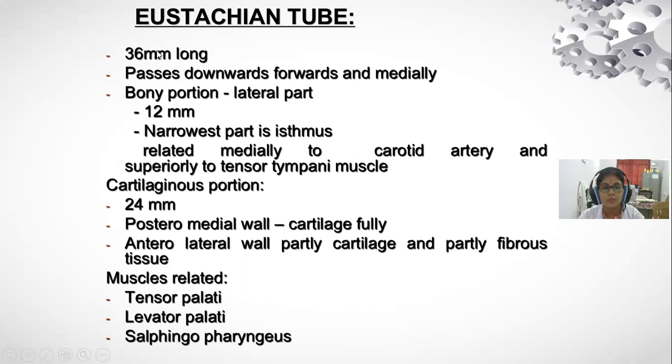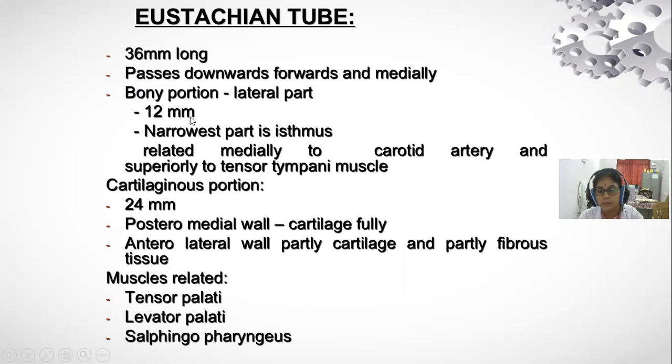So coming to the anatomy of the eustachian tube, it's also called the auditory tube. It's about 36 millimeters long. It passes downwards, forwards, and medially. It has two parts, bony and cartilaginous. The bony part is the lateral portion, which is actually connected to the anterior wall of the middle ear.